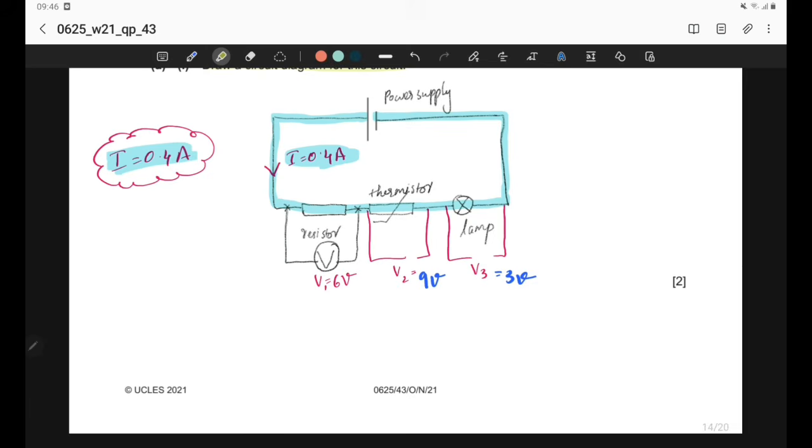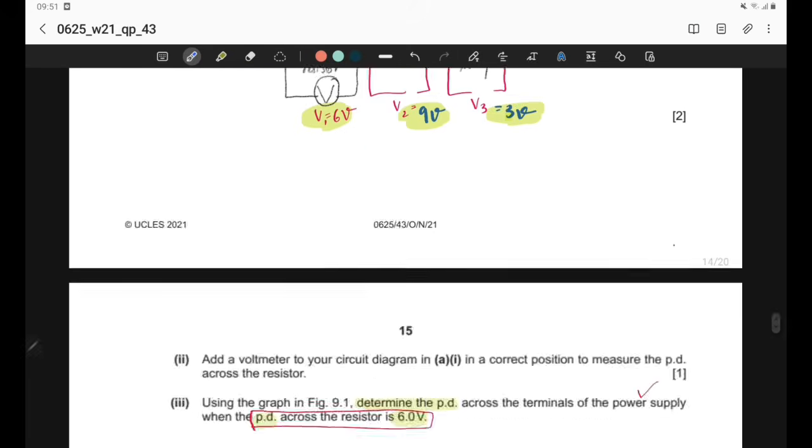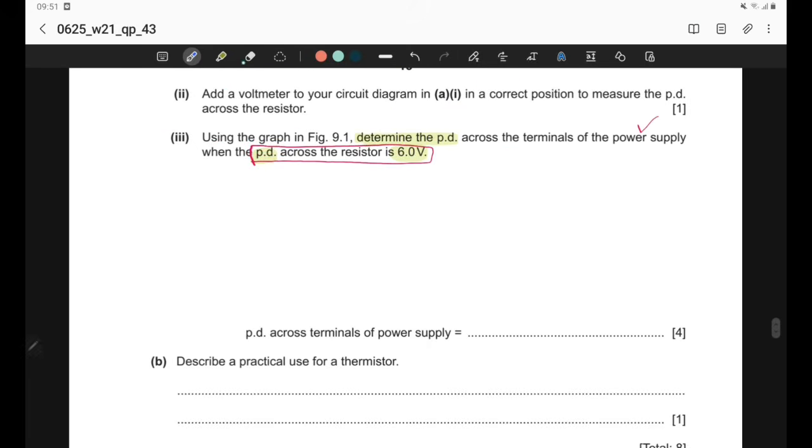So we have, when a current of 0.4 ampere flows, the voltage across the resistor is 6 volt, the voltage across the thermistor is 9 volt, and the voltage across the lamp is 3 volt. So the total voltage of the power supply will be the sum of these potential differences across each component, that is 6 volt plus 9 volt plus 3 volt. So that is 18 volt. So it is a 4-mark question. We need to write enough steps.